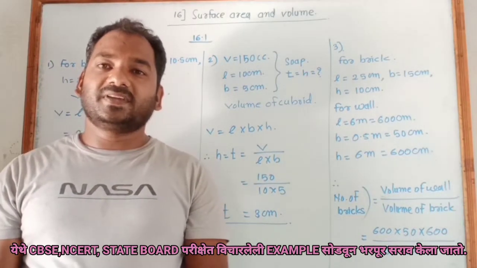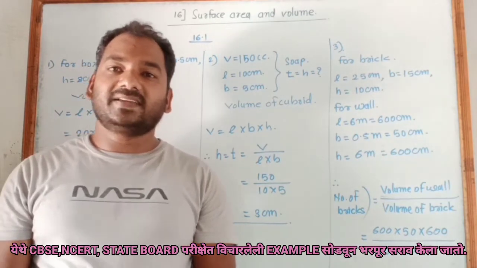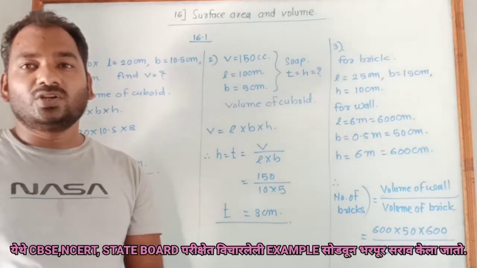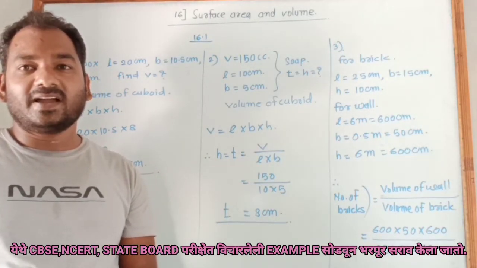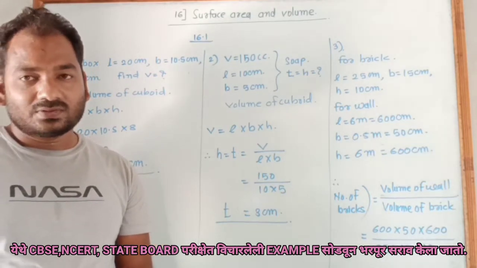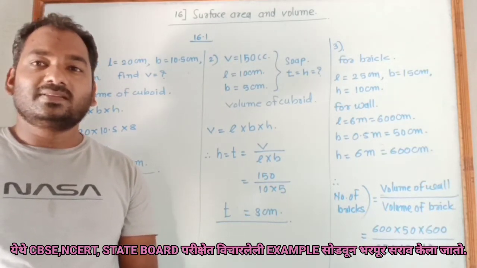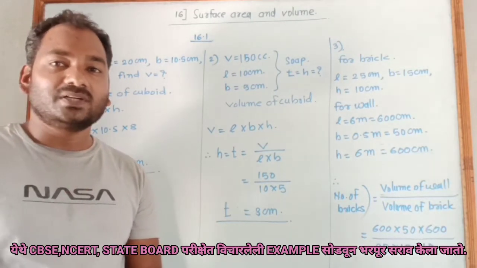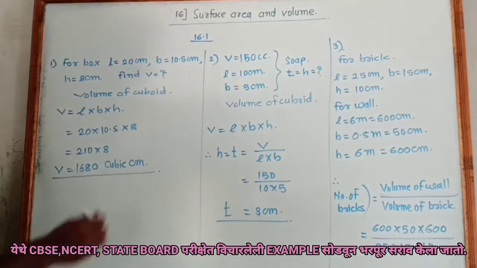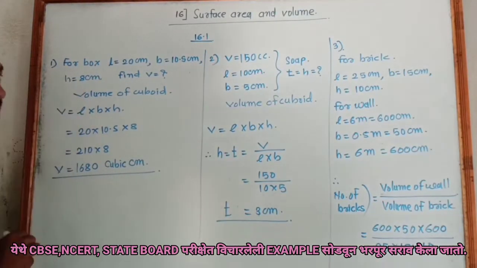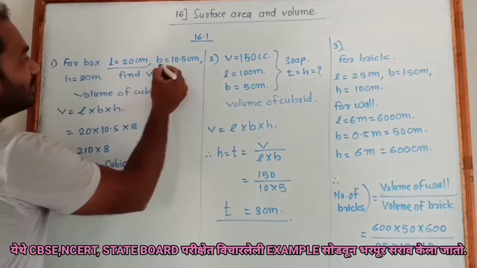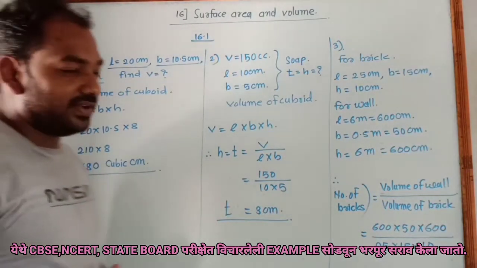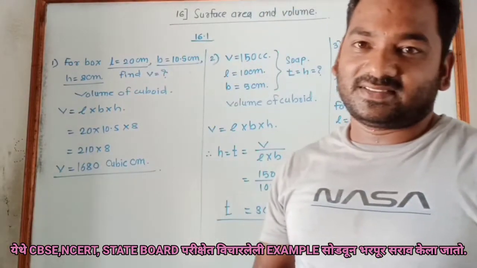Now let's begin with practice set 16.1, based on the area and volume of cuboid as well as area and volume of cube. In this practice set only examples based on the cuboid are given, and there are 3 examples. So let us see one by one. In the first example, we are given a box of length 20 cm, breadth 10.5 cm and height 8 cm, and we have to find the volume of this box.